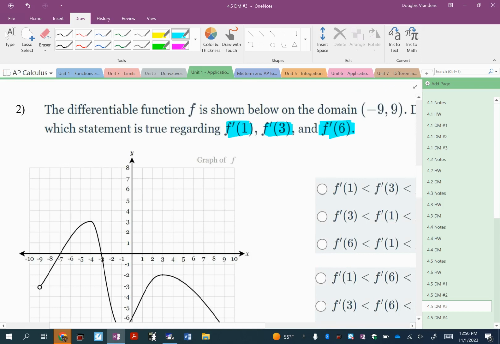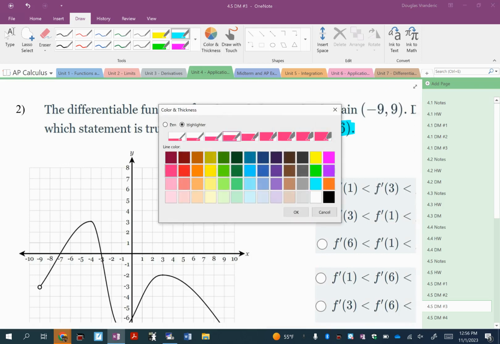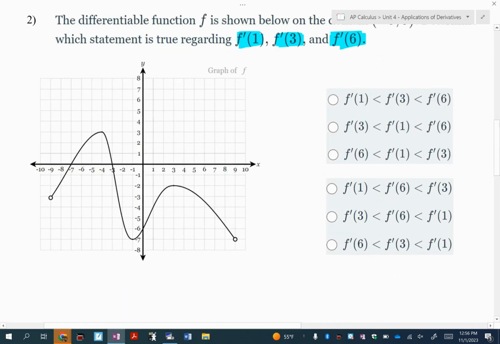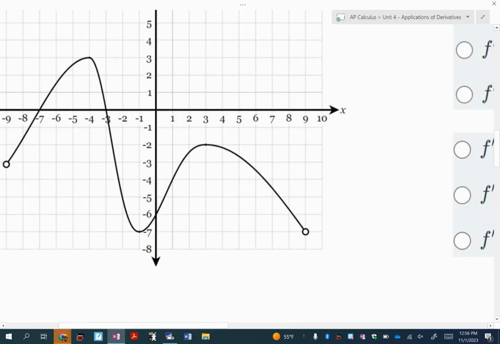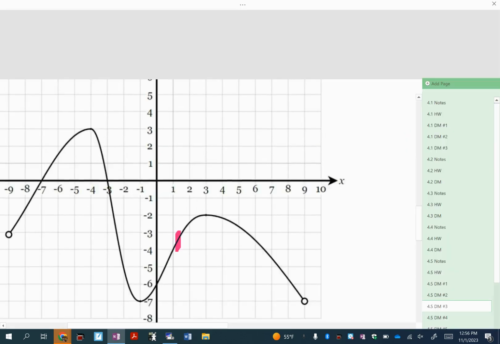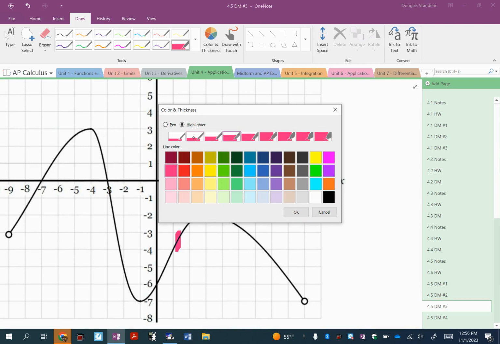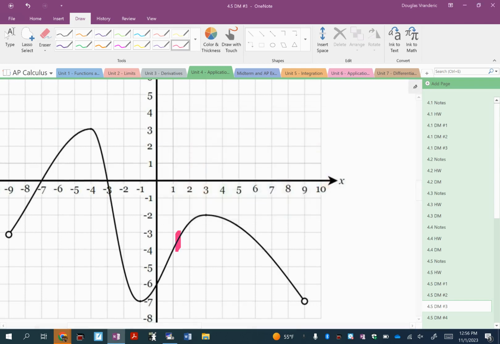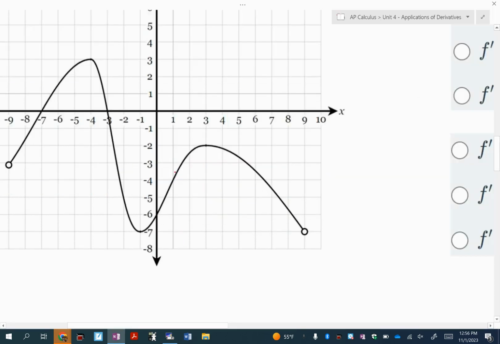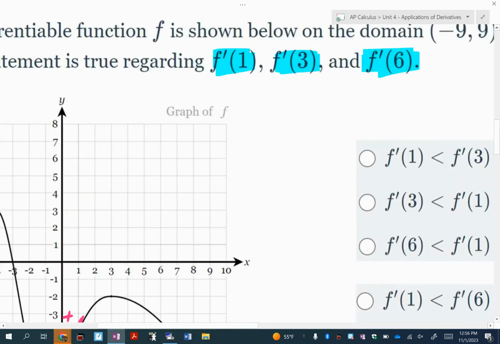So I'm going to go to those x values and draw basically mini tangent lines. So when I go to 1, oh, that's a highlighter, Douglas. That's not what I want. Sorry about that. There we go. So that looks positive. Next one is at 3.